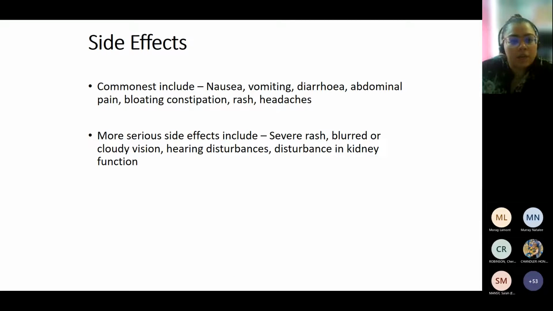Side effects that you can have with Exjade include nausea, vomiting, diarrhea, and abdominal pain, and these are side effects that we have seen through our clinic. It doesn't necessarily mean that you have to stop and start a different type of chelation. You can always adjust the dose and build it up slower to a more tolerable dosing. Sometimes we've paired nausea symptoms with antiemetics, providing someone ondansetron or something to have alongside your Exjade, or giving it at a different time of day.